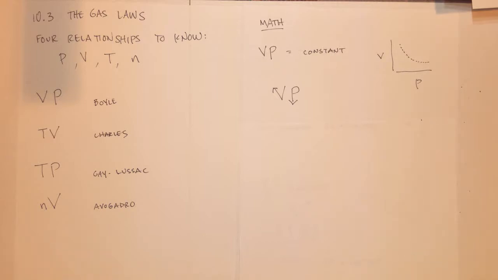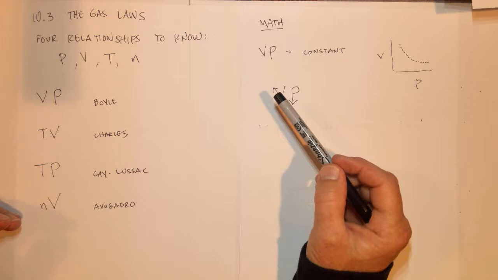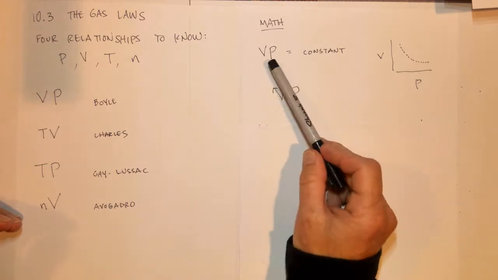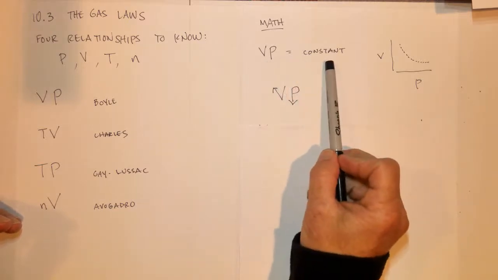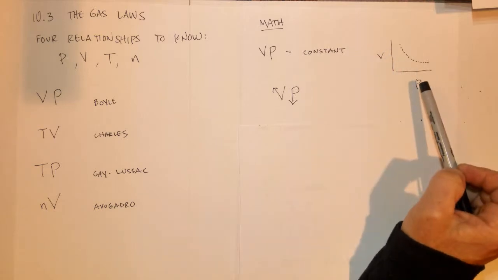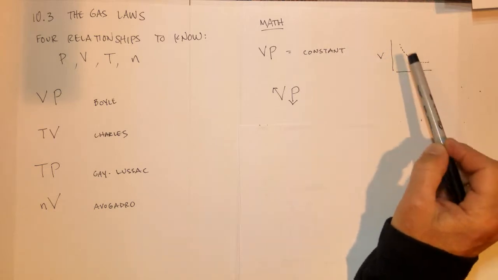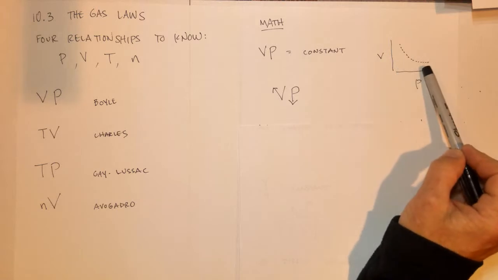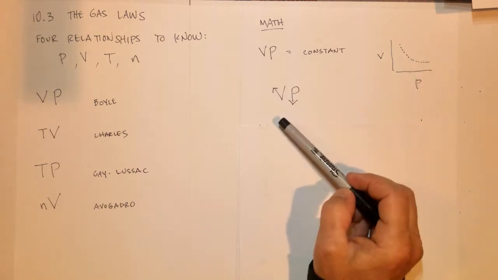If you hold temperature and number of moles of gas constant, volume and pressure are inversely related to one another. Volume times pressure will give you a constant. If you graph volume versus pressure, once again keeping temperature and number of moles of gas constant, you'll get an inverse relationship graph. I like to think of it this way.